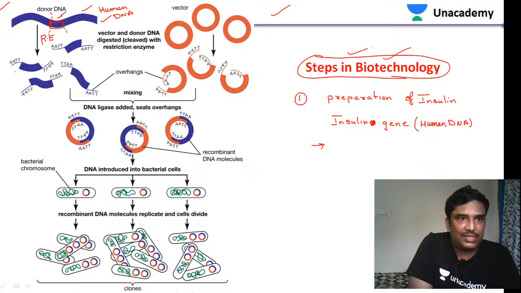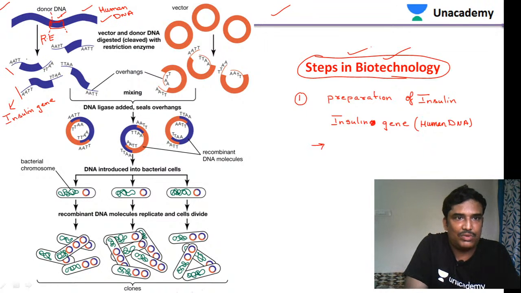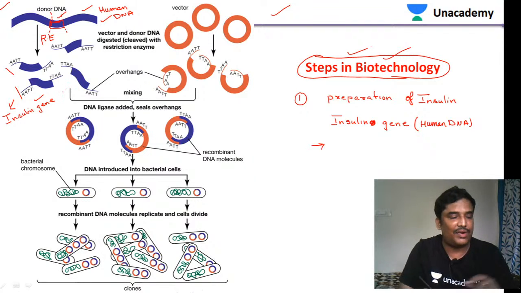Now these are the fragments. This fragment is our insulin gene, the gene of our interest. In these blue fragments you can see the gene of our interest. These are the insulin genes. This is our gene of our interest.